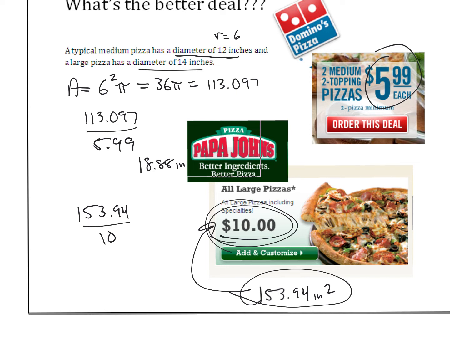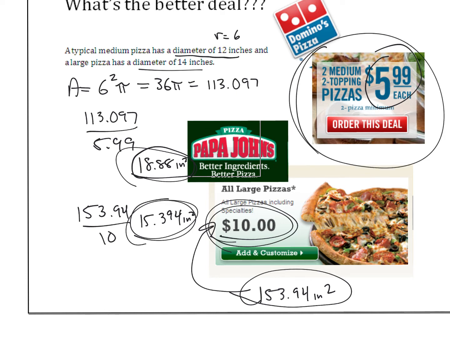So then do the other one. This becomes 15.394. So this is your square inches for the cost. So actually this would be 18.88 square inches per dollar and 15.394 per dollar. So the better deal is actually the medium pizza. Yes, the large is bigger and it's $10, but the better deal is this. We'd be better off getting 2 medium pizzas and getting more pizza than you would for your large down here.